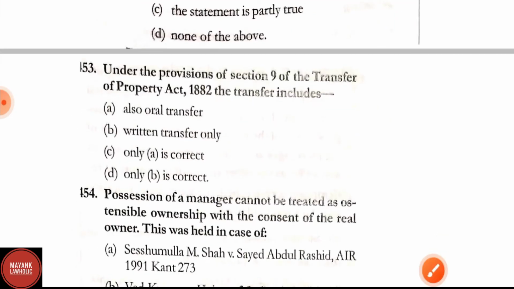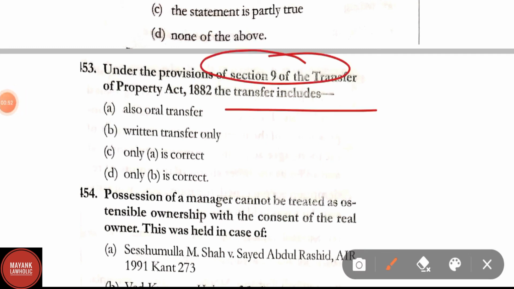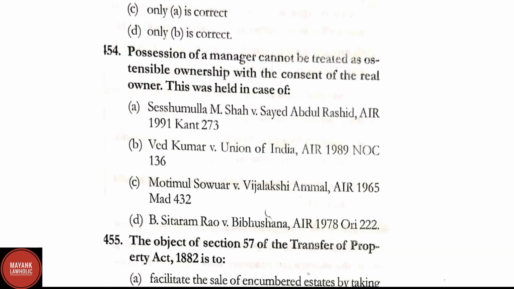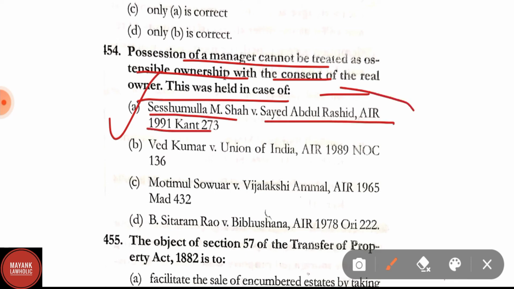Question number 453. Under Section 9 of the TPA, the transfer includes? Option A, also oral transfer; option B, written transfer only; option C, only A is correct; option D, only B is correct. Here correct answer is option A, transfer also includes oral transfer. Question number 454. Possession of a manager cannot be treated as ostensible ownership with the consent of the real owner. This was held in the case of Shishu Mullah versus M. Shah versus Sayyid Abdul Rashid, AIR 1991.